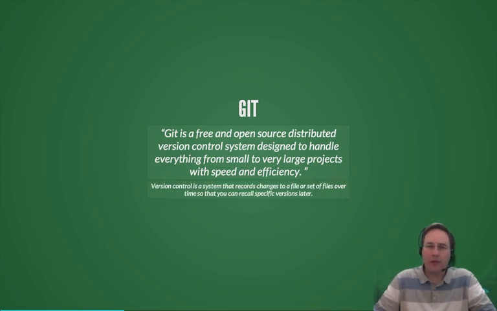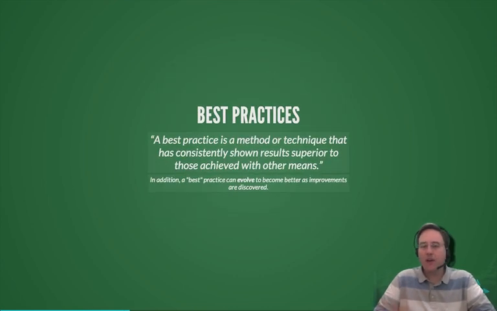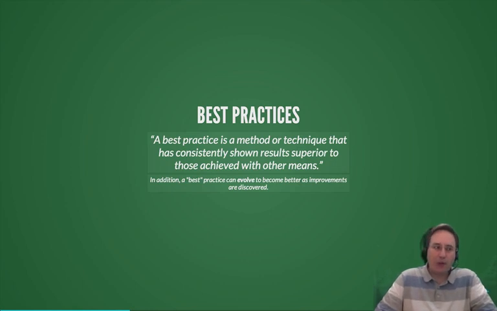And if you're not familiar with version control, it's a system that records changes to a file or a set of files, which means that you can recall those versions of those files at any time in the future. And finally, we're going to use best practices. Now, best practice is simply a method or a technique that's been consistently proven to deliver results that are superior to those achieved with other means. Importantly, a best practice can evolve and can become better as improvements are discovered in your working methodologies.